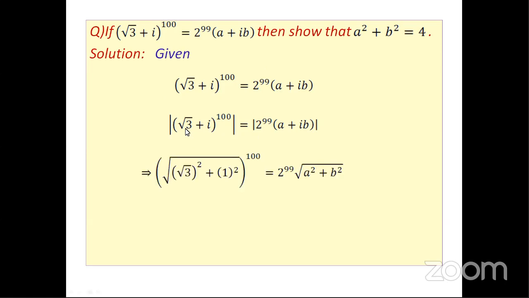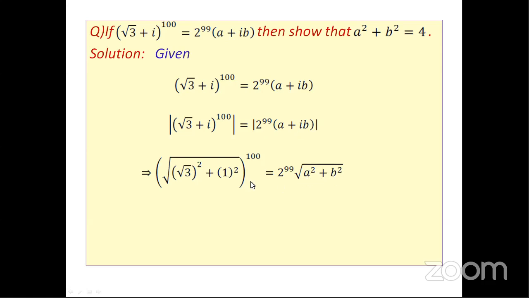So when I calculate the modulus on either side, I will get it as, now look at this, children. Your real part is √3 and the imaginary part is 1 when I take √3 + i. So √3 whole square plus 1 square under root is the modulus of √3 + i, and you have power 100, so we will take it as power 100. And on the right-hand side, you have 2 power 99. We will keep it as it is. For 2 power 99, the modulus is 2 power 99 only. And modulus of a + ib is nothing but root of a square plus b square.